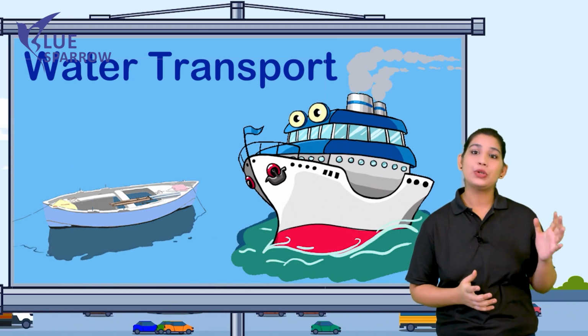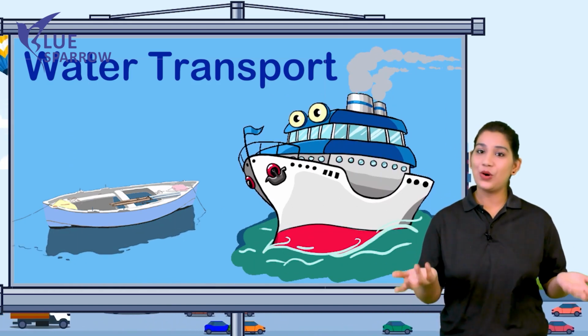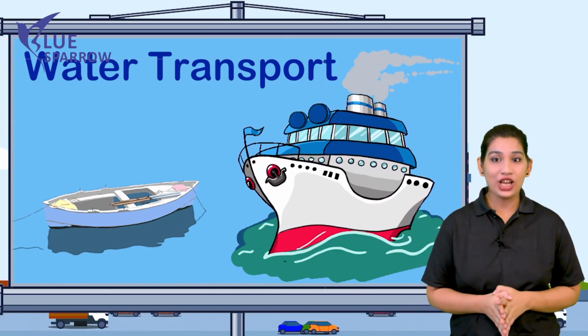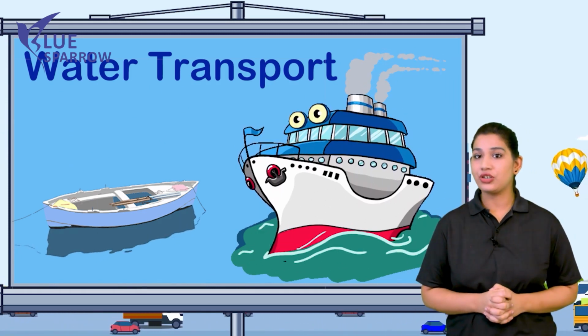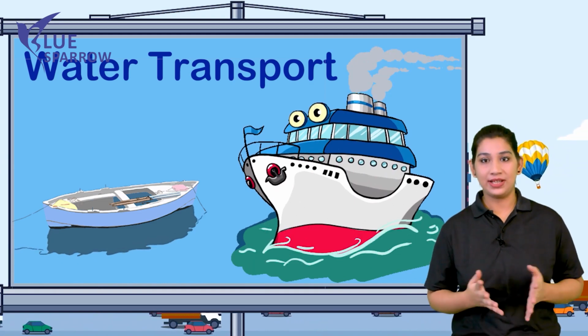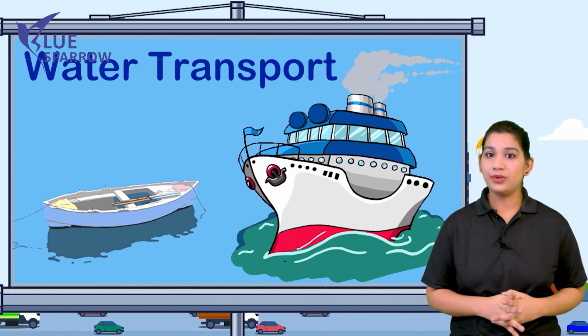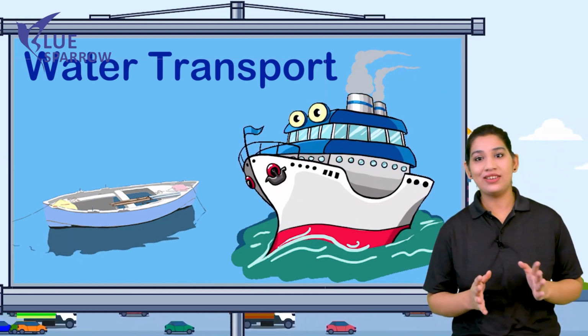The next is water transport. The vehicles which run on water are water transport like ships, boats, etc. We take help of water transport to go to far places. They are cheaper as compared to air transport.